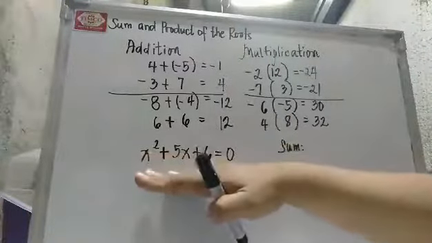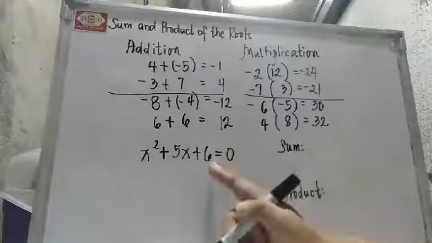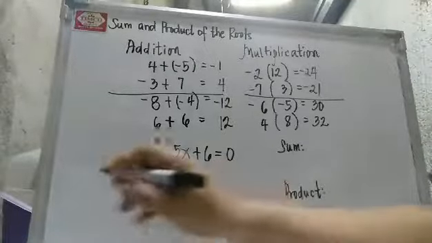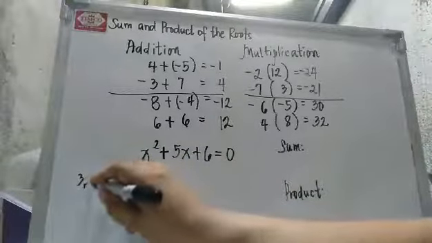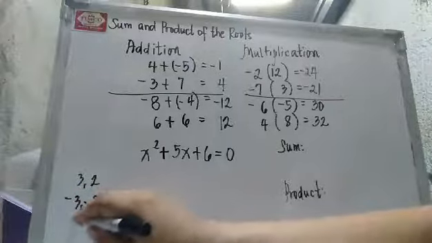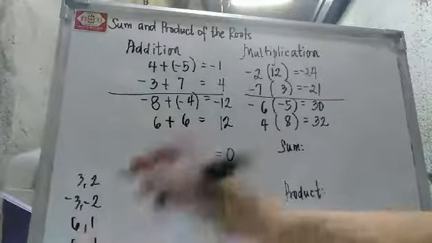Now I have your equation, x squared plus 5x plus 6 is equal to 0. We need first to find the roots of this equation. So I will think for the factors of positive 6. So I can have positive 3 times positive 2. I can also have negative 3 and negative 2. Positive 6 and positive 1. Negative 6 and negative 1.